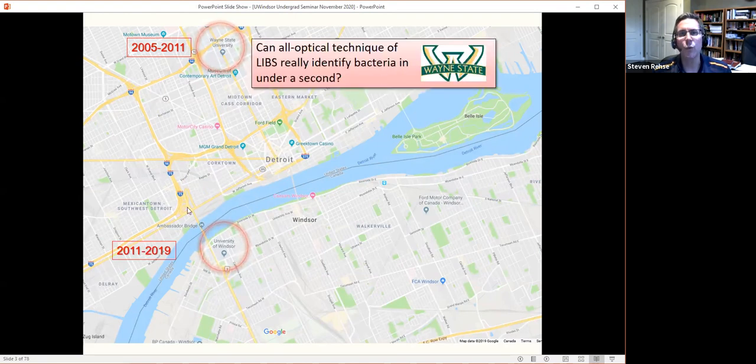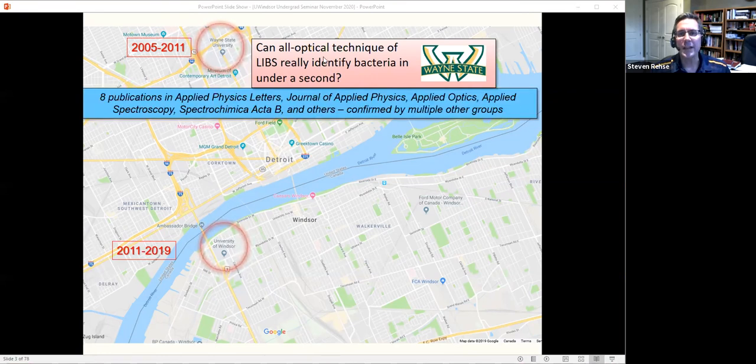The first question was just this: can this all-optical technique of laser-induced breakdown spectroscopy, LIBS, and I'll definitely define all of that as I get going in this talk, really identify bacteria in under a second? That was the research question, the hypothesis, if you will, that I was working on when I was at Wayne State. My answer to that is yes. I do believe that this technique can really identify bacteria in under a second.